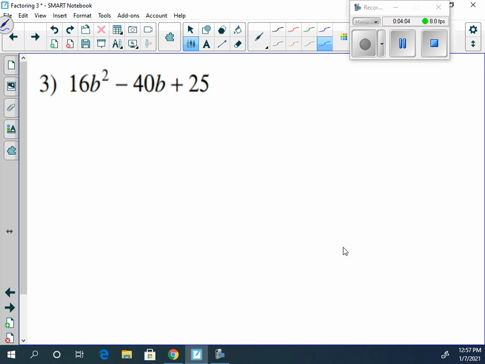And we look at this here, 16b squared, negative 40b, and 25. There's not a greatest common factor. There's not a number or variable that will go into all 3. So we have our 2 sets of parentheses with 3 spaces. Here's what we do first. The next step is to figure out the signs. Since it's positive, the signs are the same, and they're both negative.